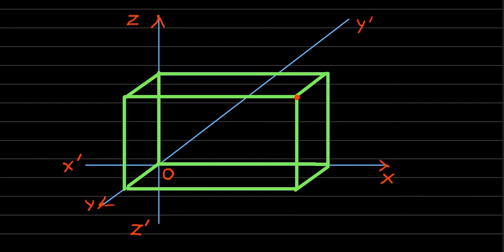In 3 dimensions, that is in space, to locate or to determine the position of any point, we consider 3 mutually perpendicular lines, which we call the axes. So let us suppose that X'OX is the x-axis, Y'OY is the y-axis, and Z'OZ is the z-axis. Okay, these are the 3 mutually perpendicular axes.